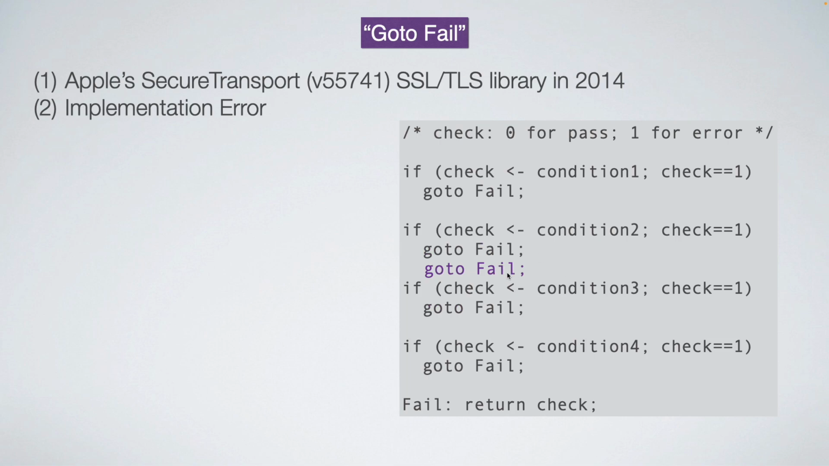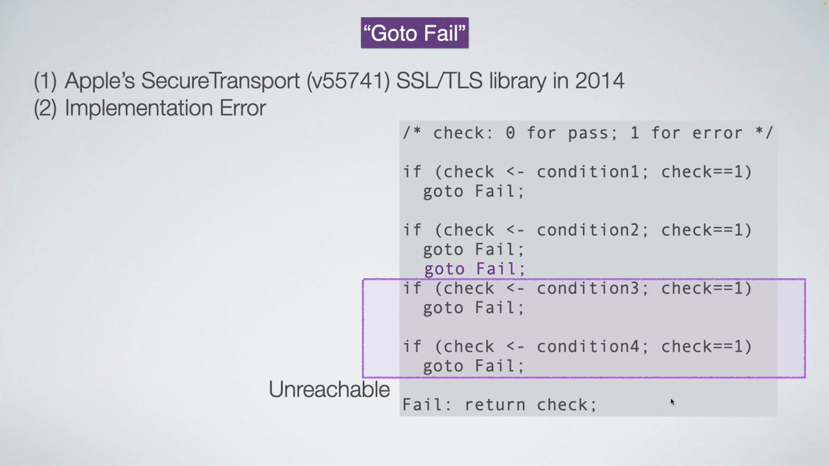Now, another thing I didn't mention is, okay, when we go to fail, we return check. What's the value that's sitting in check if we pass conditions 1 and 2? 0, right? It's good. Okay. So just because it's labeled fail doesn't mean that you're necessarily failing. You're returning what's in check. So if I pass condition 1 and pass condition 2, check has a 0. I go to fail and I return it, and I never check conditions 3 or 4. So the code that calls it thinks all the checks passed, but in reality, just the checks before the second go to fail passed, and I don't know anything about the rest of them. Okay, so this is unreachable.